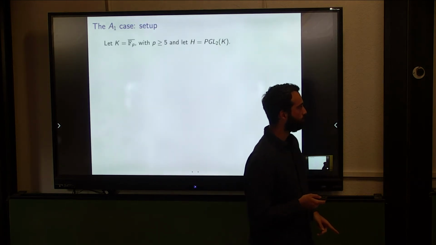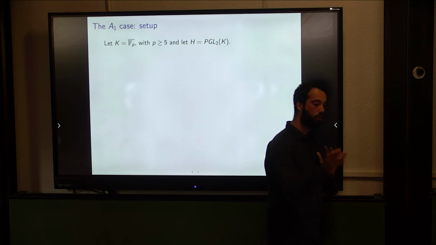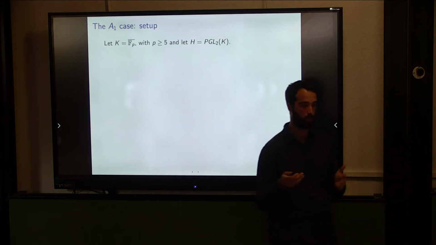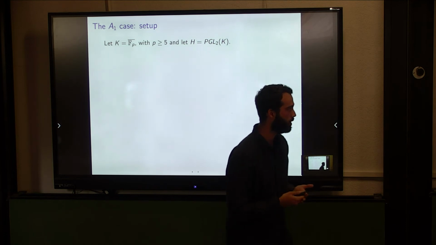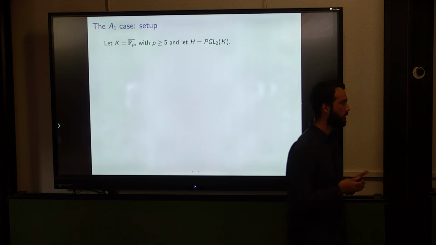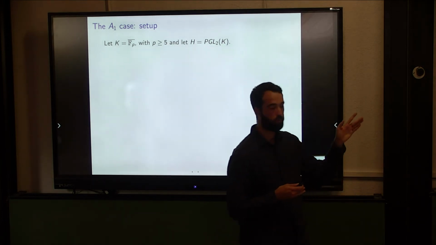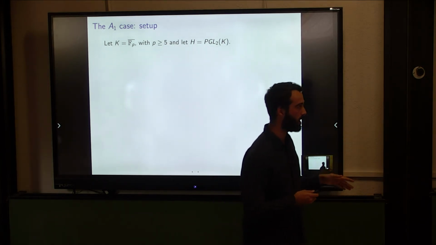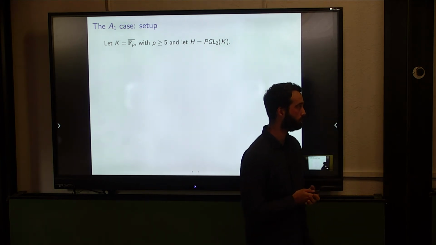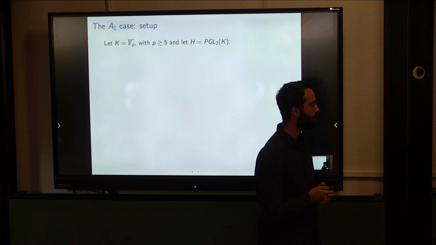So what do we do? We want to choose a particular algebraically closed field K here, and you're allowed to do that. The answer does not change. So we take the algebraic closure of F_p, and we want to pick a specific isogeny type for H. Here, let's have H being PGL_2(K). So this is a group of type A1.